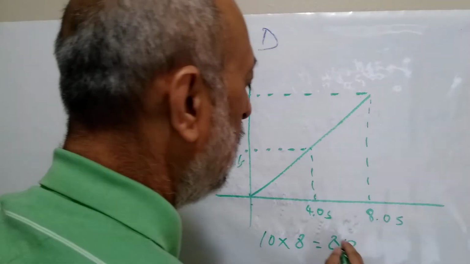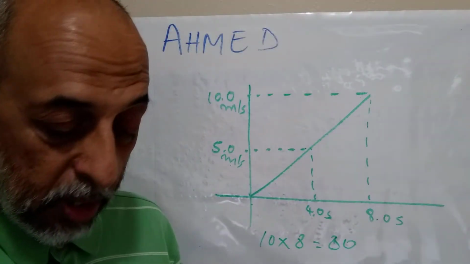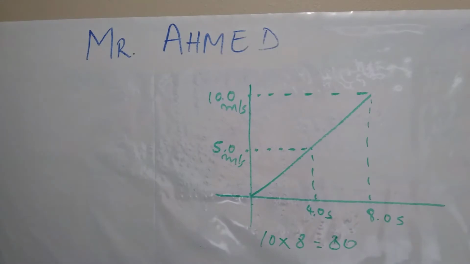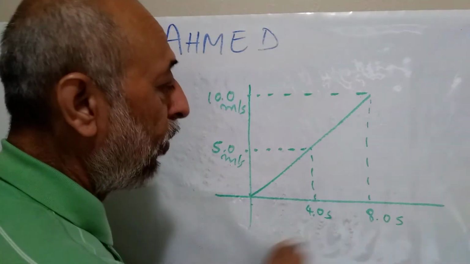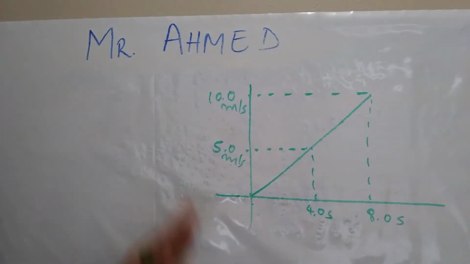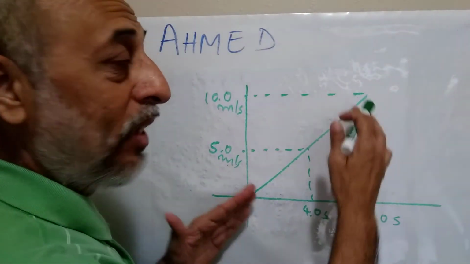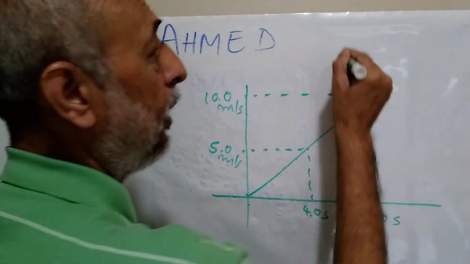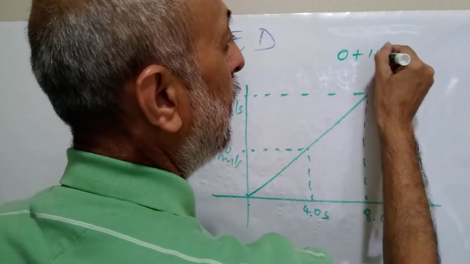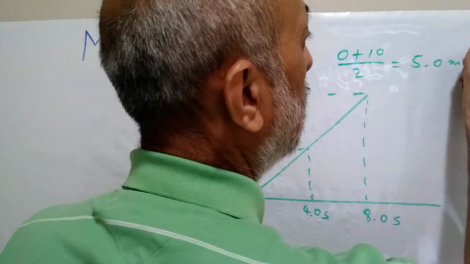it 80. We're not going to do that, because 10 was not the velocity throughout the time. 10 was the velocity at the end, the maximum velocity. The minimum velocity was 0. Since it was increasing uniformly, you could actually take the average of 0 and 10. And the average of 0 and 10 is 5 meters per second.